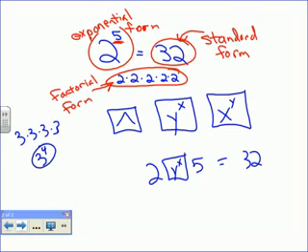So let's take a look in your book, you guys. Open up to section 2.6. I want you to turn to page 61.